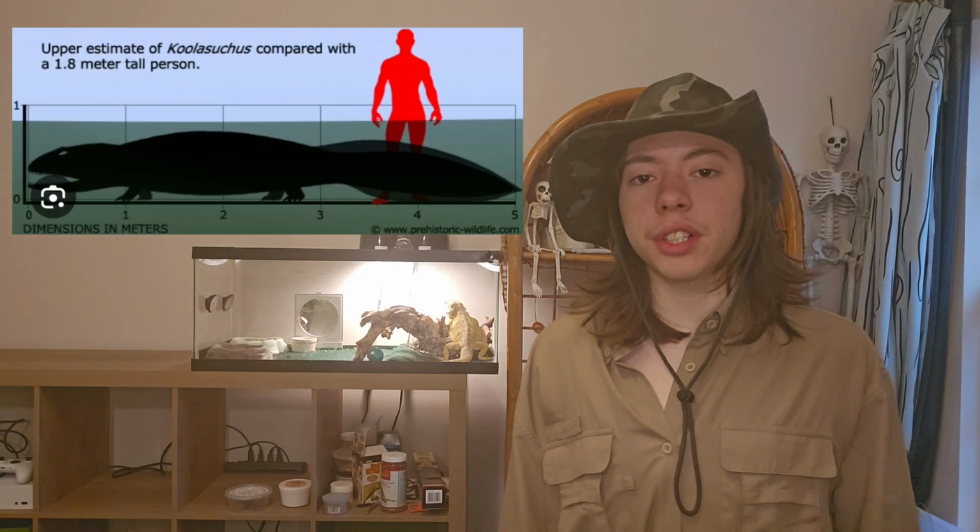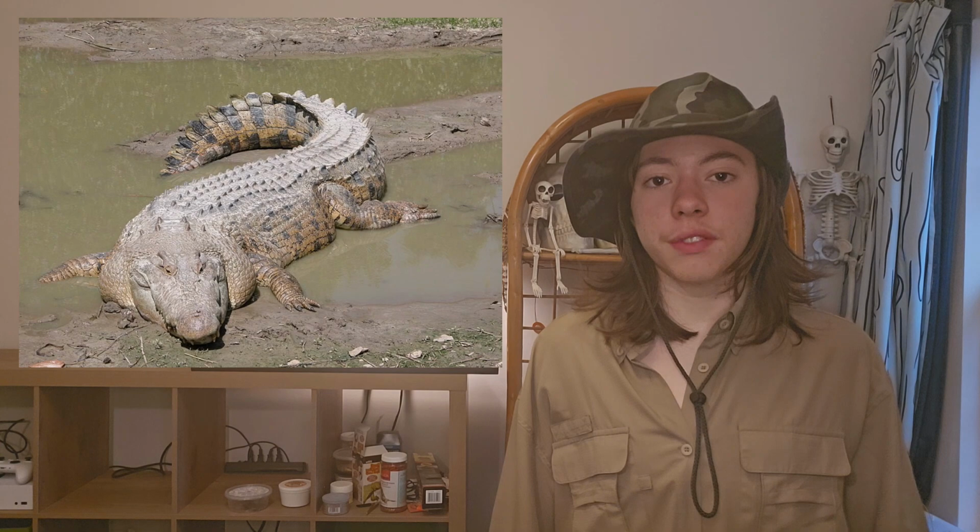Koolasuchus was 13 feet or 9 meters long. They were carnivores and actually ate dinosaurs as part of their diet. They lived a life similar to today's crocodiles. Eventually, though, the climate warmed, and Australia became warm enough for crocodiles to live there, and Koolasuchus became extinct.